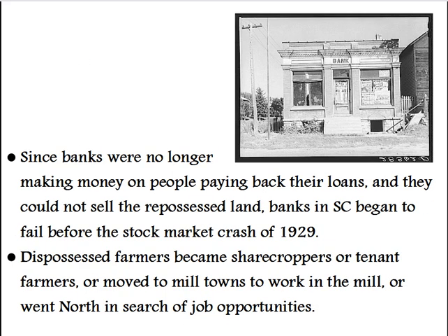Since the banks were no longer making money on people paying back their loans, and could not sell the repossessed lands, South Carolina banks would begin to fail when the stock market crashed in 1929. Dispossessed farmers became sharecroppers or tenant farmers, or moved to the mill towns, and a lot of them moved north to search for jobs. A lot of people in the Midwest would actually move out to the California region.